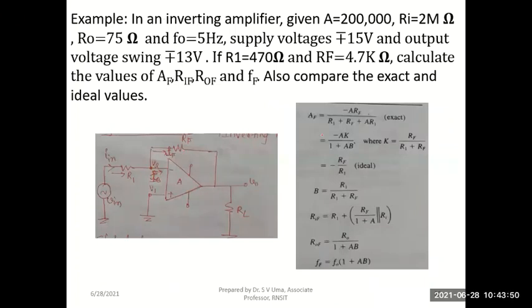And do it for this problem. Write down this problem. It's an inverting amplifier. Given A is 2 into 10 power 5. Ri 2 mega, R naught 75 ohms, F naught 5 hertz. Everything remains the same except R1 and RF values have changed here. Compare the exact and ideal values.